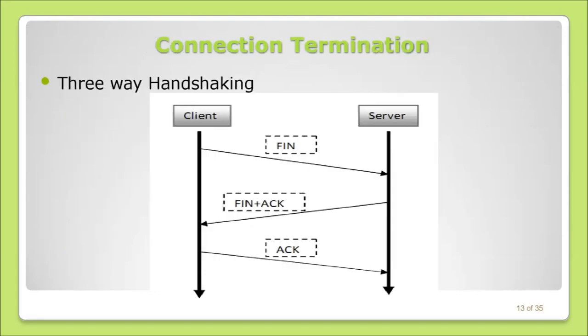Connection termination, three-way handshaking. In this slide there is again a diagram which shows the process of connection termination. As we discussed in the previous slide, when the connection is established and the data is transmitted, after that the connection must be terminated or disconnected. So from client to server there is a FIN, which is the finish byte, and from server to client FIN plus acknowledgement, and from client to server again an acknowledgement byte, and in the next slide we will see this diagram in detail.